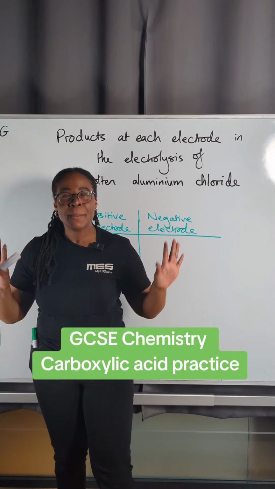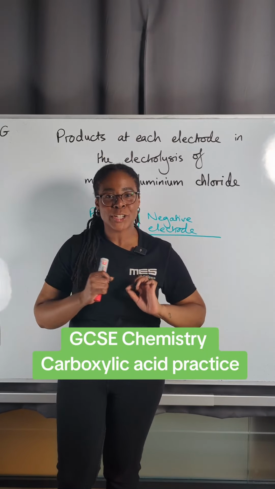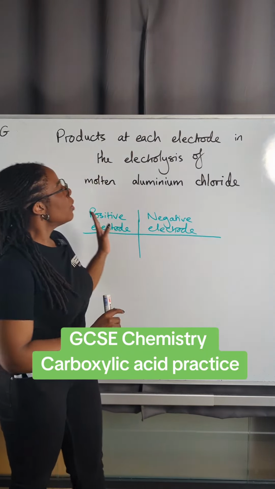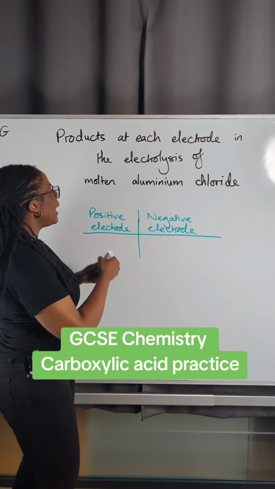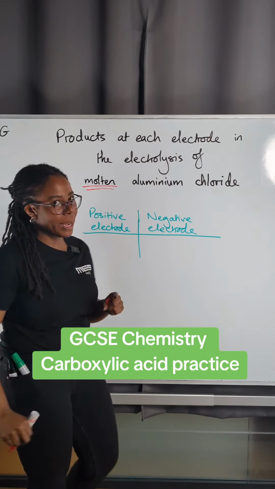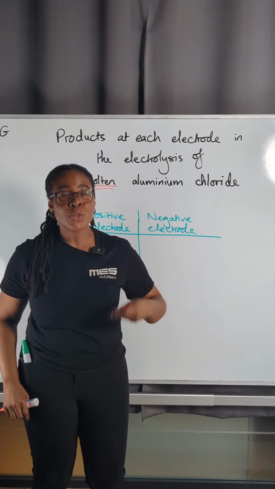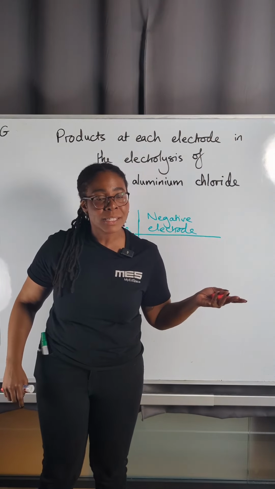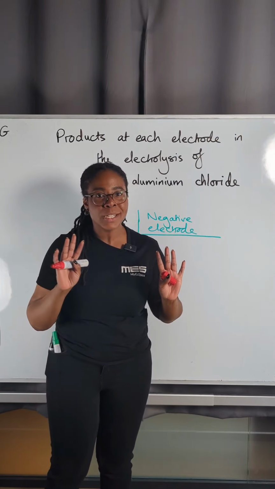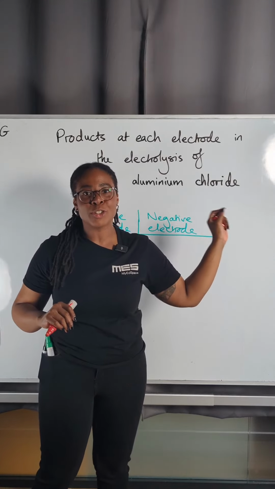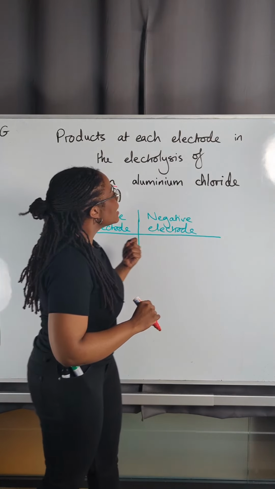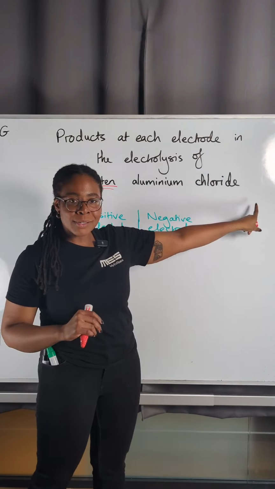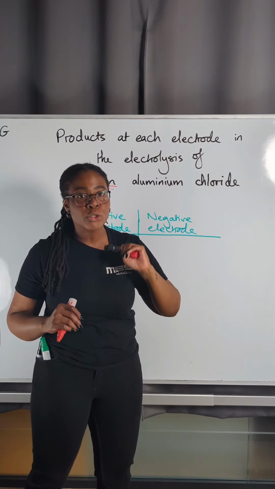Let's do some simple GCSE electrolysis practice. And I say simple because it's the electrolysis of a molten ionic compound, which is nice and straightforward because when it's molten, which just means it's melted, the only ions present are the ones that were in the original ionic compound. And in these cases, whatever the compound is, we are going to just form the neutral elements.